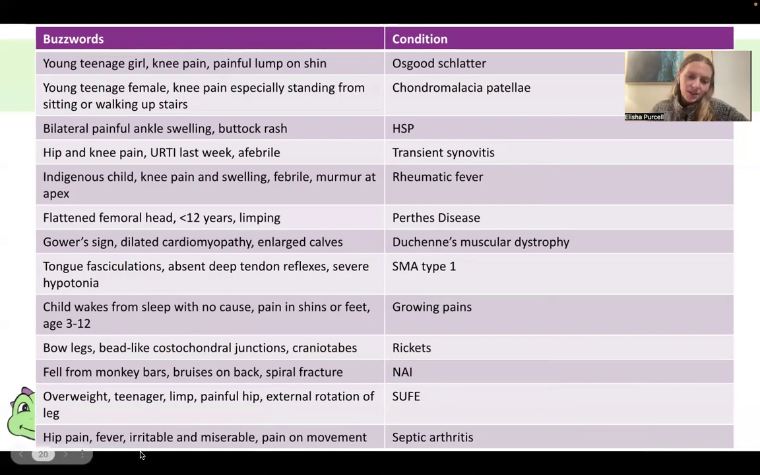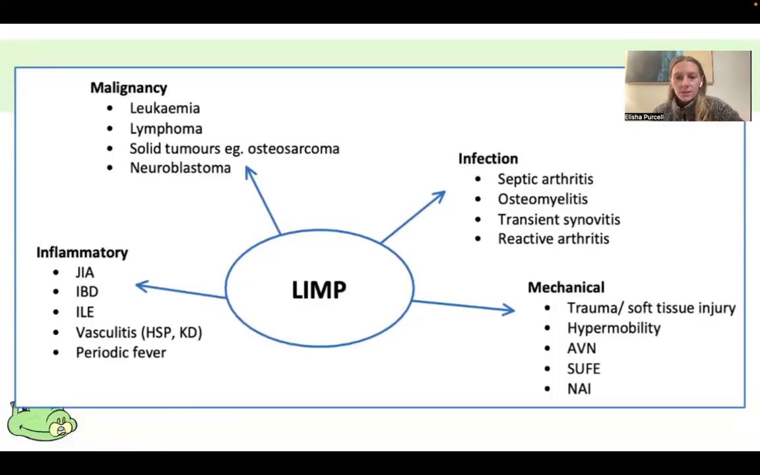Lastly, hip pain, fever, irritable and miserable, pain on movement: septic arthritis, because they're irritable, they've got a fever, they're systemically unwell. And I've got this one here, hopefully it'll help with anyone doing OSCE practice. Definitely go over a child presenting with a limp, very OSCE-able. A good way to think about differentials or screen for different conditions is by dividing it like this: you've got malignancy, infection, mechanical stuff, and then your inflammatory conditions.